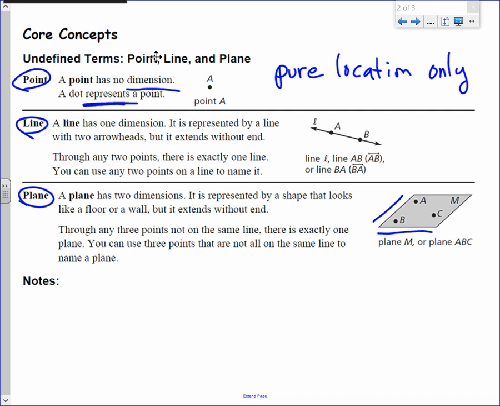Now, look at the next undefined term, a line. A line has one dimension.